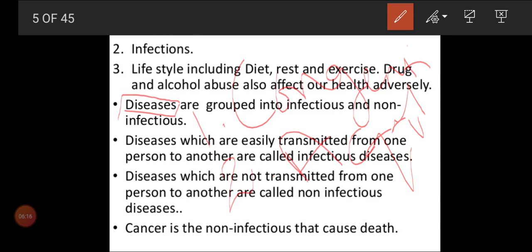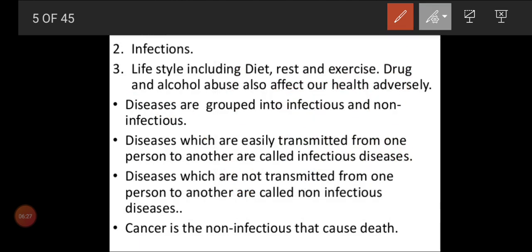Acquired diseases are of two types: infectious diseases and non-infectious diseases. That is what is given in your textbook. So what are the two types of acquired diseases? Infectious diseases and non-infectious diseases. What is the other term for infectious diseases? Communicable.